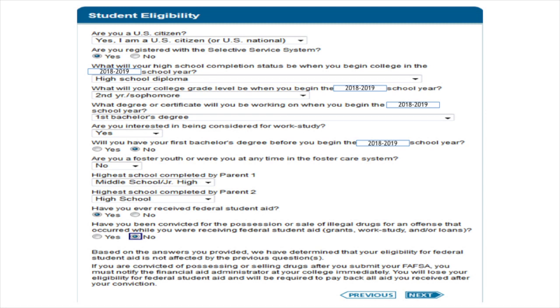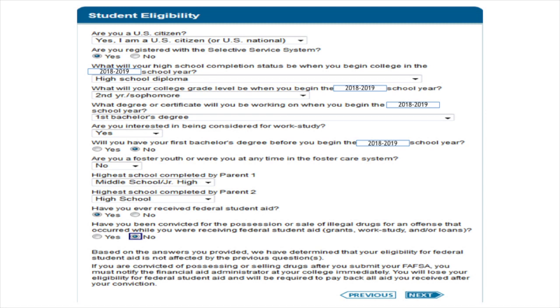Next, they want to know the degree or certificate that the student will be working on during the school year. Next, they want to know, is the student interested in being on the work-study program, yes or no? Next, will the student have their first baccalaureate degree before the school year begins? We have a high school senior, so our answer is going to be no. Next, they want to know if the student is in the foster youth system. In our example, the answer is no.